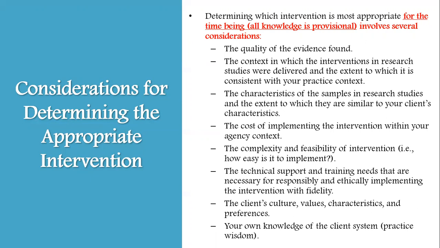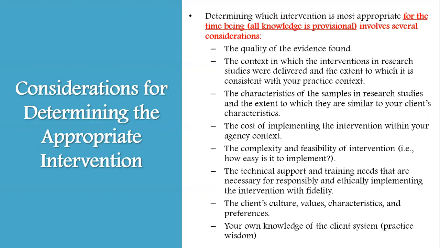Also, the complexity and feasibility of the intervention. So we want to look at how easy the intervention is to implement. So we always want to be sure that whatever it is we're proposing to do is feasible for our agency context. Remember that evidence-based practice happens within a larger environmental and organizational context. And so we always want to keep that in mind. And we want to think about this issue of complexity because folks may need to be trained on how to most appropriately implement the intervention.